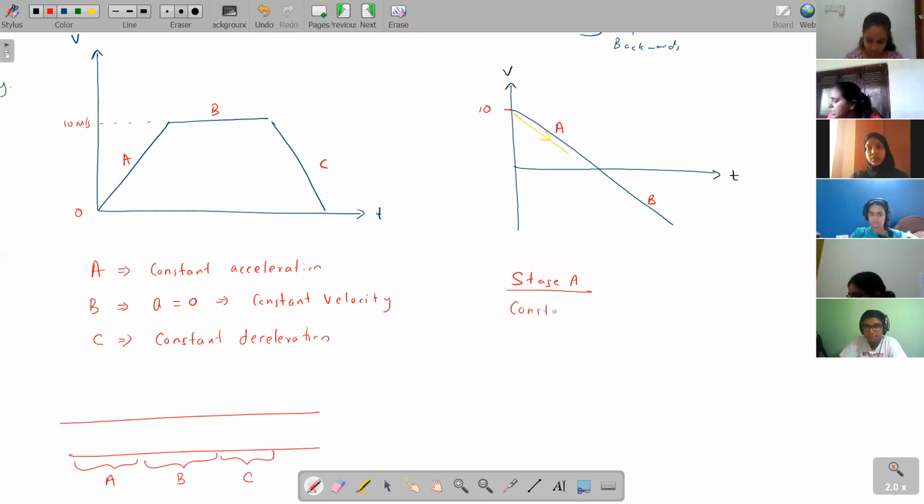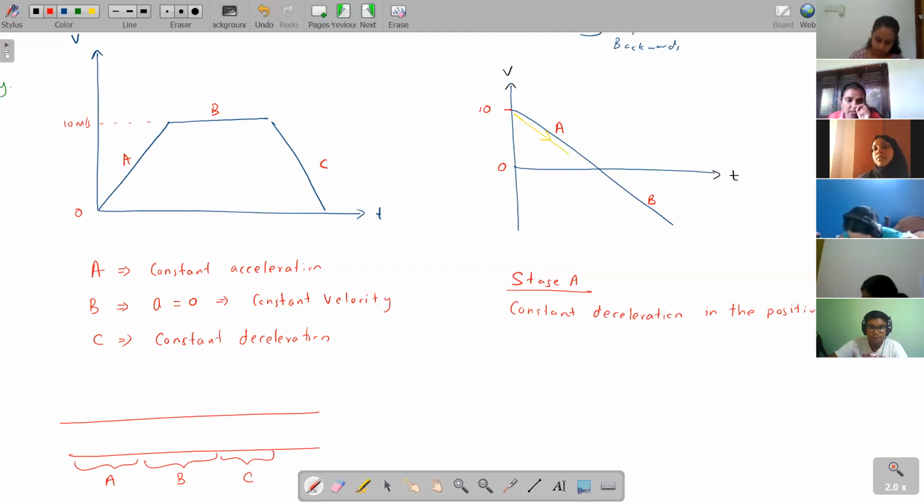It's a constant deceleration because in stage A the velocity decreases: from 10 you're coming to 0. Starting at 10 and coming to 0, the speed is decreasing. So constant deceleration. Which way? In the positive direction or the negative direction? In the positive direction. Constant deceleration in the positive direction.